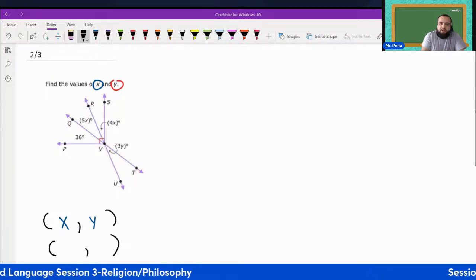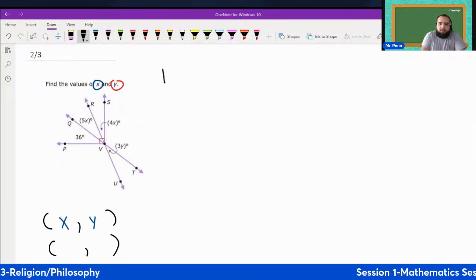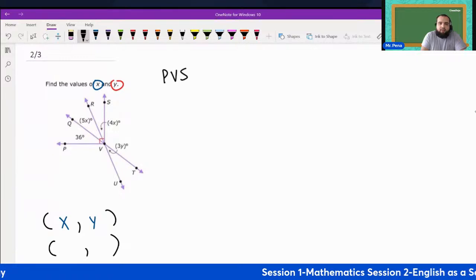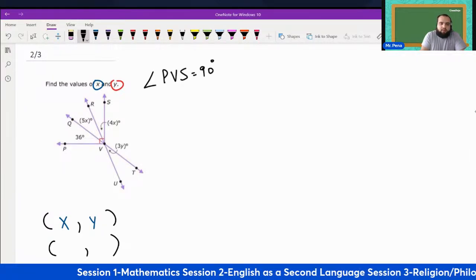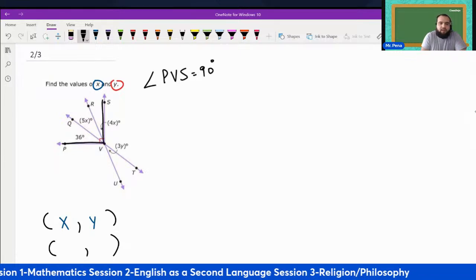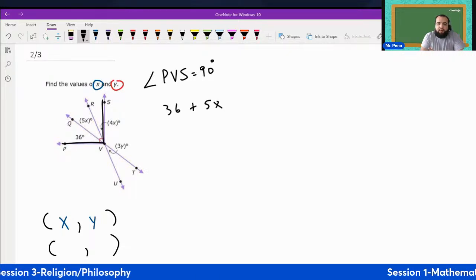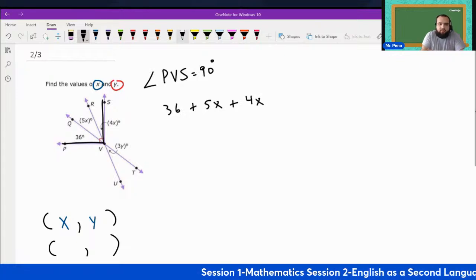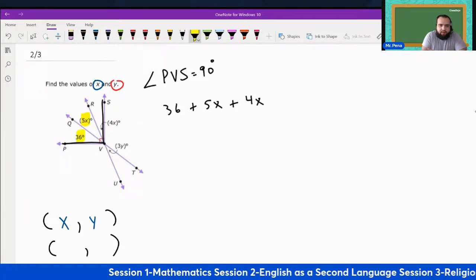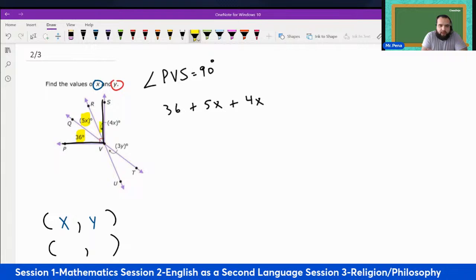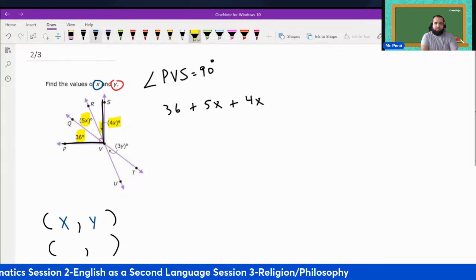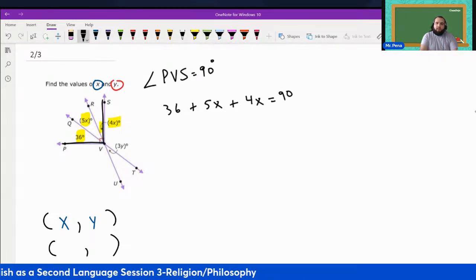First, I want to mention that PVS, this angle, is equal to 90 degrees. Right here, you can see it. PVS, it's 90 degrees. So 36 plus 5x plus 4x, right? These three, 5x, 36 degrees, and 4x, which is really small, that's why they put it a little bit on the outside, all equal 90 degrees.